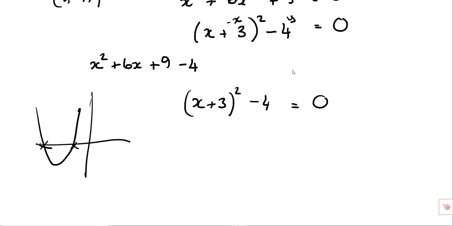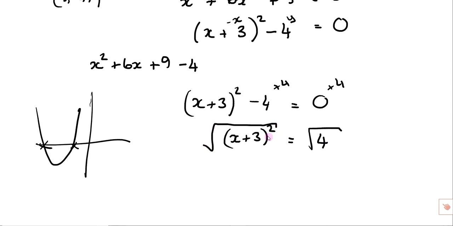Well, what we do is we can rearrange and solve the quadratic in this form now. We've only got one x, so I'm going to add 4 to both sides, and I get x plus 3 squared equals 4. Then you square root each side to get rid of the square. That leaves me with x plus 3 equals what?